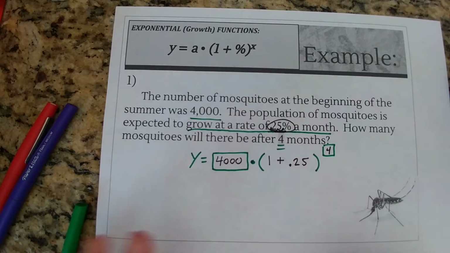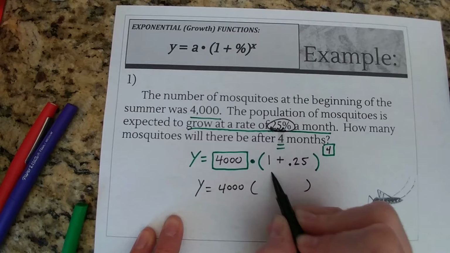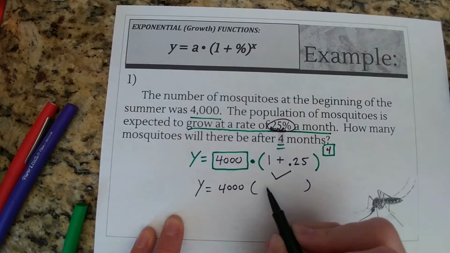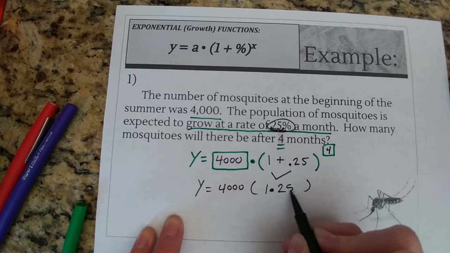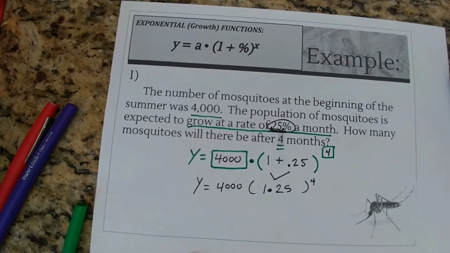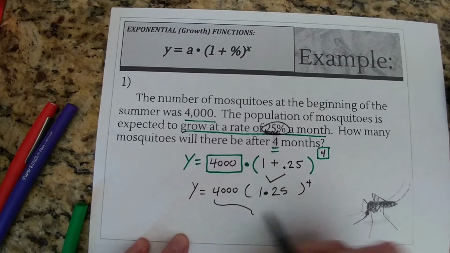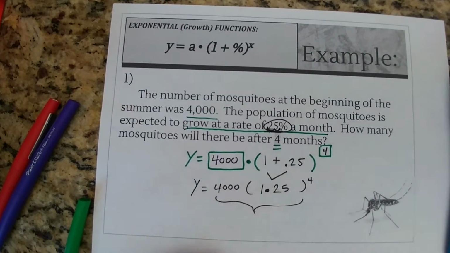Now I want to simplify this to show you something. Right here, 1 plus 0.25 would be 1.25. The number in here, if it's bigger than 1, that means that this is growth. Okay, we want that bigger than 1. Then you're just going to use your calculator to evaluate it. You're just going to plug all of this right here into the calculator.